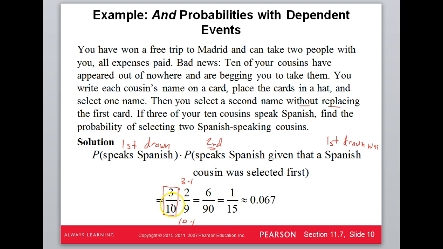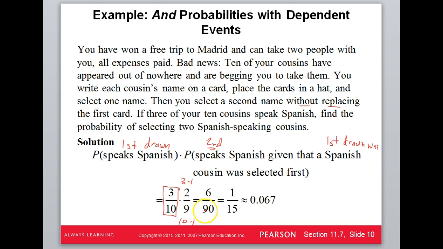So it's gone down from 3 out of 10, which is 0.3, to 2 out of 9, which is like 0.22222. Okay, so there's definitely an effect from the first thing happening. And now the second thing is not as likely as it would have been. Alright, but we still multiply.